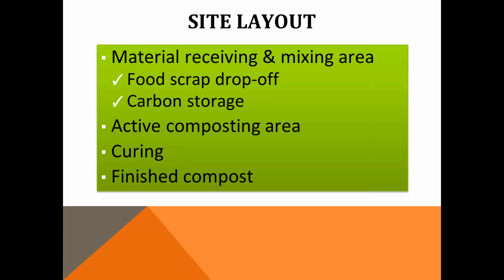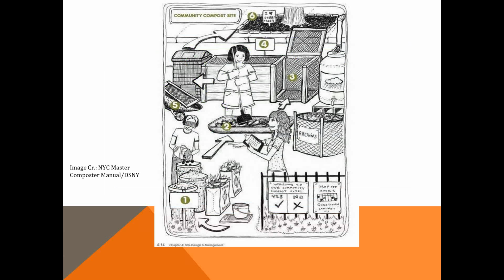And then your finished compost area. And all of these need signage on them so people know which area is which, and so they don't add new compost to the finished or curing compost. So here's just an example of a site layout. This is from the New York City Master Composter Manual. You do have that as one of your handouts, so be sure to take a look at that. It's a great, great, great resource.